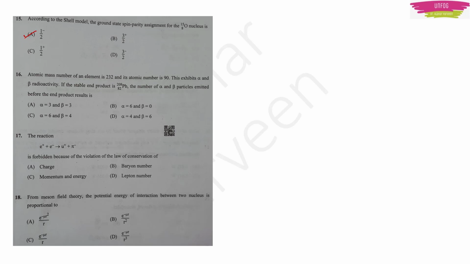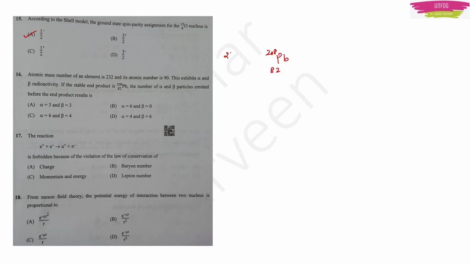Question number 16. Atomic mass number of an element is 232 and its atomic number is 90. This exhibits alpha and beta radioactivity. If the stable end product is lead 208/82, the number of alpha and beta particles emitted before the end product results is. Here they are telling that lead 208, and this is 82. This is the stable end product they are telling.